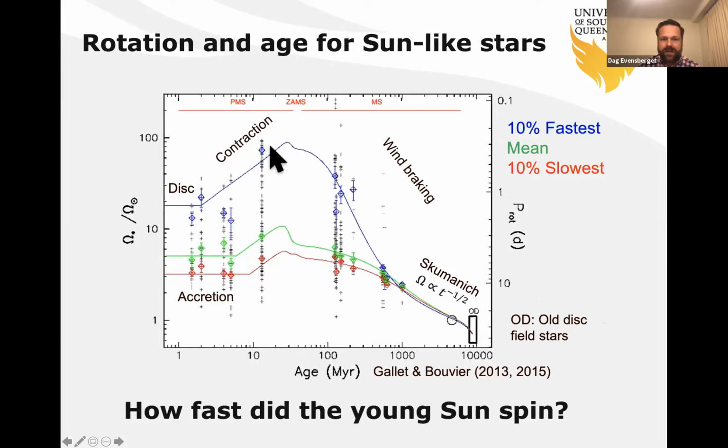For younger stars, they can form with different amounts of rotation. So they can be rapid rotators, up here showed as the blue curve, which can rotate up to 100 times faster than the sun, even more for some of these data points. But it can also form with less angular momentum, which means it'll have a different trajectory. After about 1 billion years, all the stars are essentially indistinguishable from each other. They all follow this so-called Skumanich relationship, where the angular velocity is inversely proportional to the square root of the age.